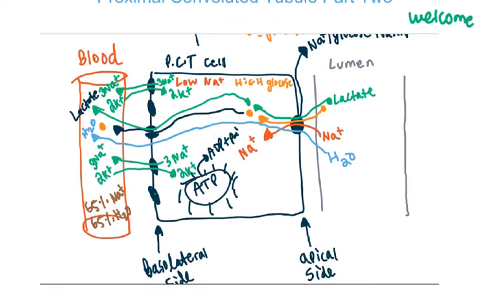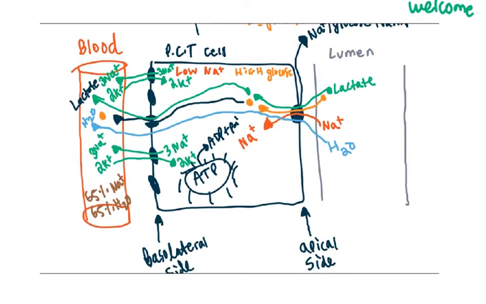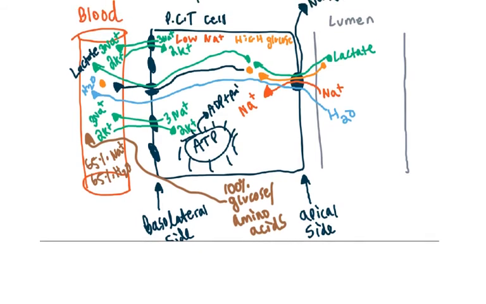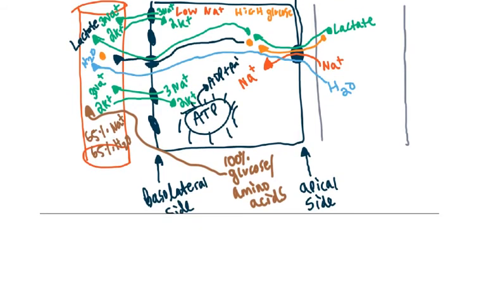So we left off by saying that we actually end up reabsorbing around 100% of our glucose and amino acids in our proximal convoluted tubule, right? So let's draw an arrow into our blood. But we never talked about how amino acids are reabsorbed. So let's look at that.